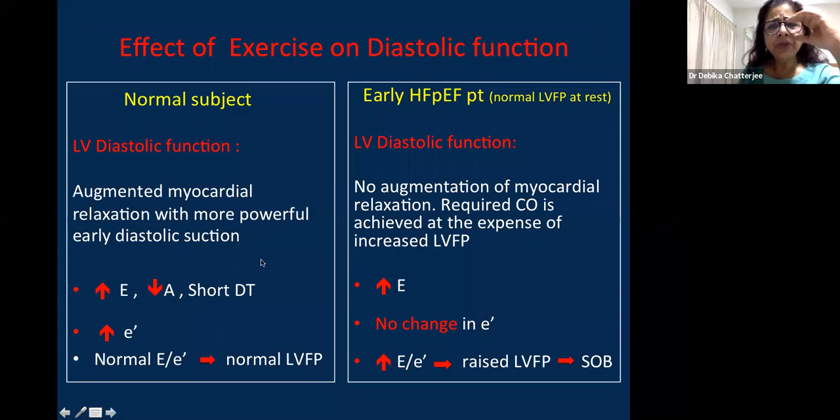Now, why does it happen? What is the effect of exercise on diastolic function of the heart? Now let us look at the normal subject. Now as the patient exercises, there is an augmentation of the myocardial relaxation with more powerful early diastolic suction. Early diastolic suction. And that will increase the E velocity as well as the E prime velocity. And that will keep the E by E prime ratio normal, which indicates normal LV filling pressure. So in normal subject, there is no problem.